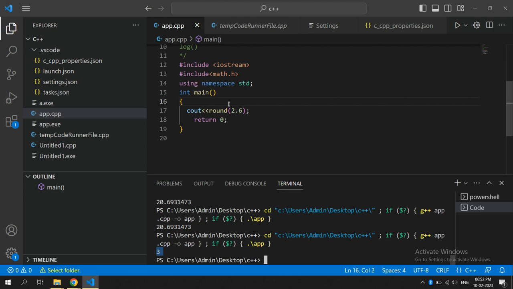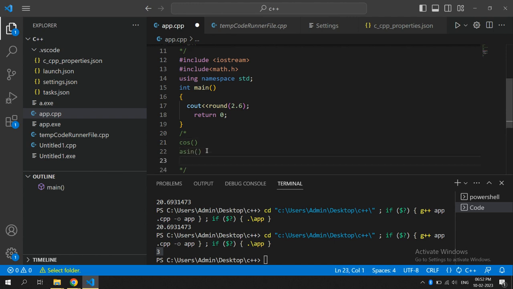So these are some of the operations which can be performed with cmath. Okay, there are some other math functions, so let us declare a few. One is cos. If you have learned trigonometry, you might know what cos is. Similarly, the sine function, and similarly the tan function.